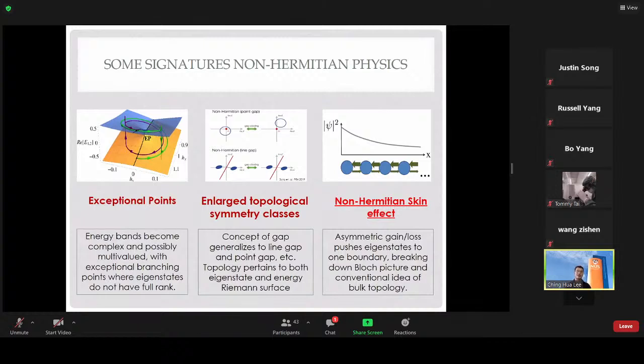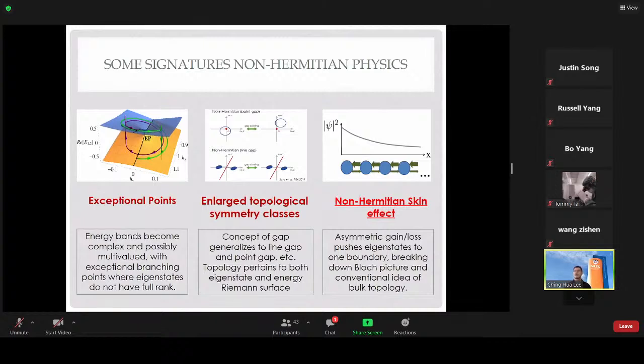So that leads to some kind of amplification effects, sensing effects, and other effects that are described in the literature. The second would be the enlarged symmetry classes possible with non-Hermitian systems. This is also because non-Hermitian systems can have complex energy spectra. So instead of just a gap closing, say, on the real line, you have the complex plane.